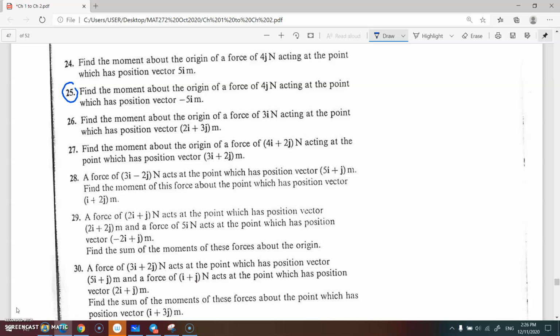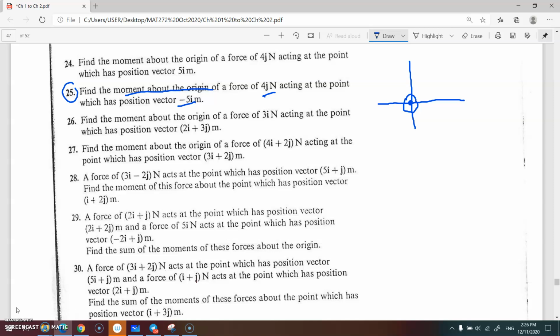Okay, find the moment about the origin of the force. So the question gave you in IJ form. So let's draw the diagram. So the moment would be here. Okay, so the nut or the pivot would be here. Of a force of 4J, the force is 4J and it is acting on the position vector. So we have negative 5.